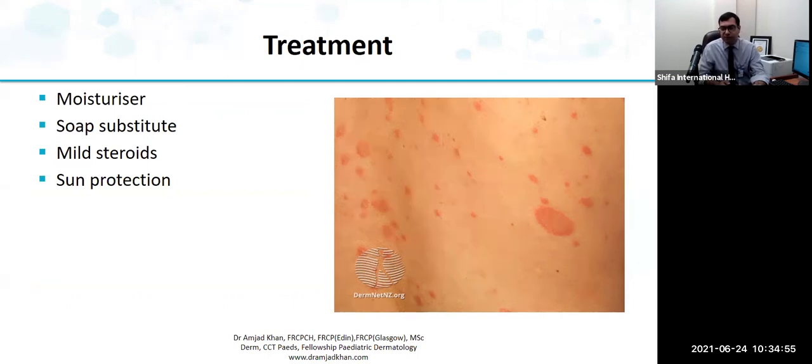What are the treatments for Pityriasis rosea? It's a viral rash. So moisturizers, soap substitutes, mild steroids, but sun protection. Unfortunately, repeated sun damage can trigger it off.